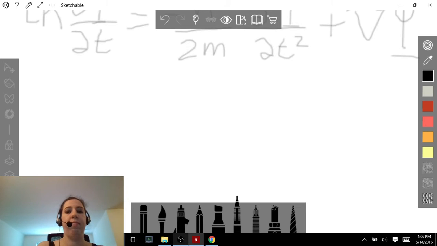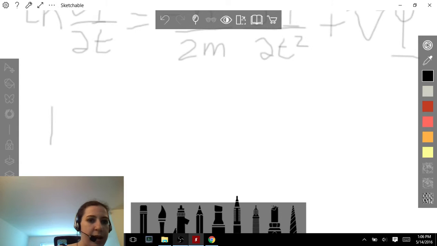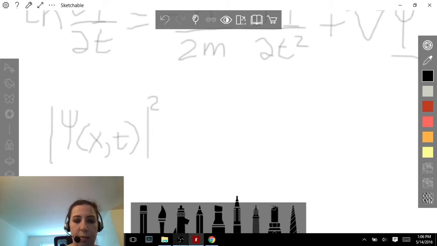So if we take the wave function that satisfies this Schrödinger equation, we can look at a probability. We have our wave function that depends on x in space and t in time, and we take the absolute value of that wave function squared. The reason that we do that is because we can have complex numbers in there, and we need our probability to be a real number.